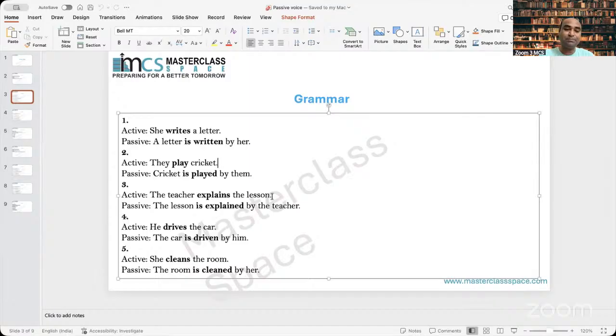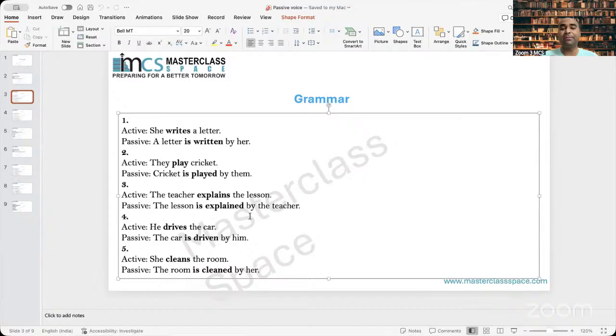What if you want to use by? Then by the teacher. He drives the car. So the car is driven. Okay. So in many cases, that is called verb ed, regular verb, and irregular verb means without ed. So it can be write, wrote, written. Written is an irregular verb. Same, drive, drove, driven.